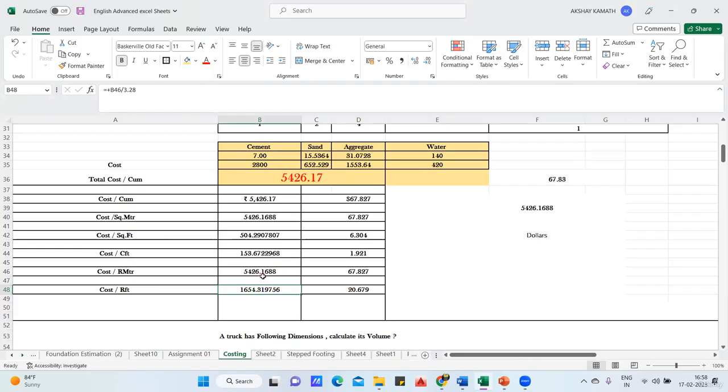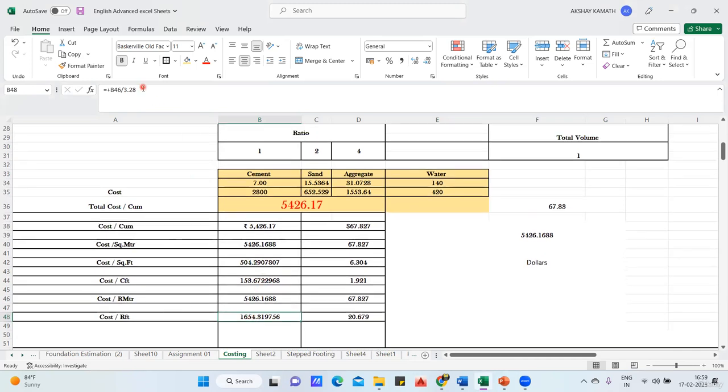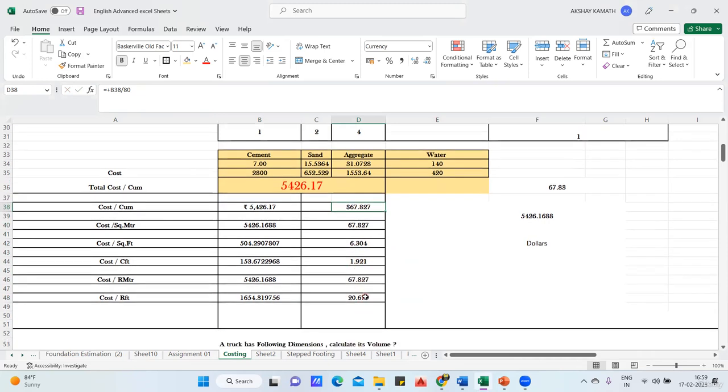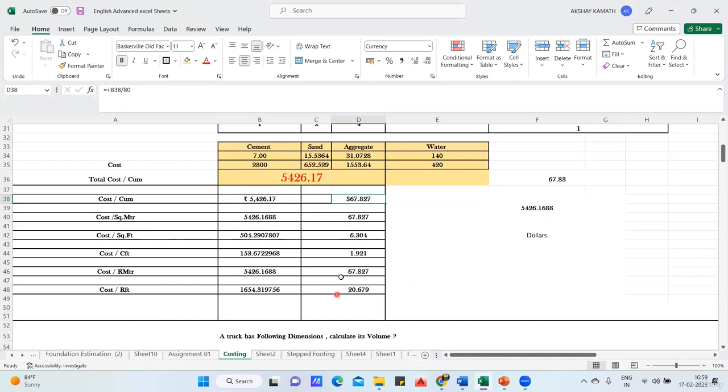That is the reason why we have divided this by 3.28. Okay, got it. And this rate is in dollars. Whatever answer I got here, I've divided it by 80. And then I've given these answers: $67, $67, $6.3, $1.92, $67, and $20. So this will be the cost of the materials in cubic meter, square feet, cubic feet, running meter, and RFT.